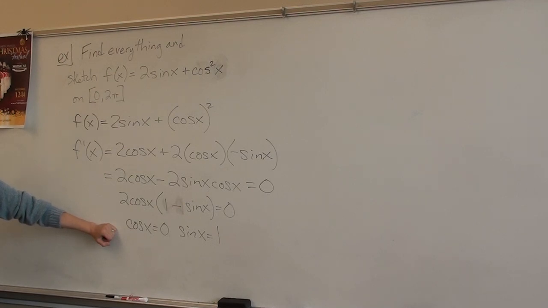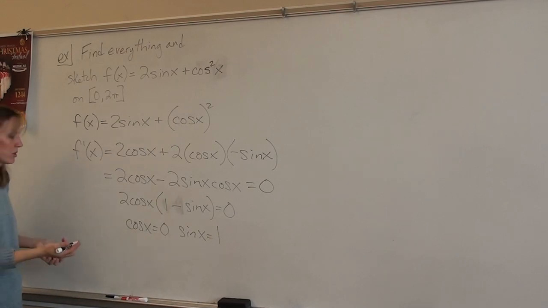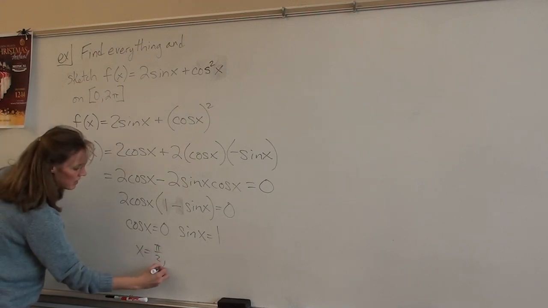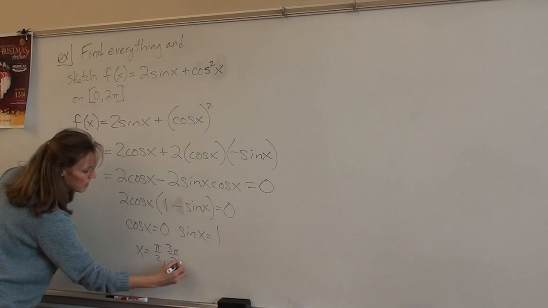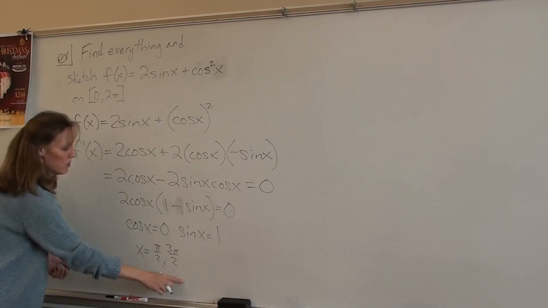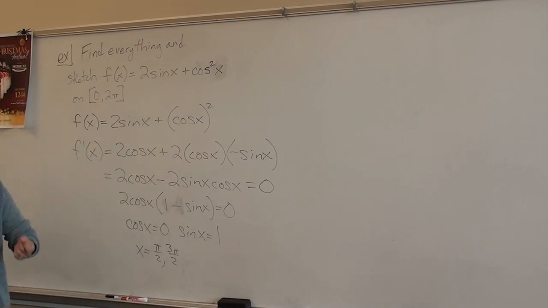It's really going to be helpful if you know where things equal 0. Knowing those axes is going to be really important because you're finding zeros all over the place. Knowing those axis trig values is really going to help you. So x equals pi halves and 3 pi halves. Anyone know where sine is 1? At pi halves, right? So we just have those two values.